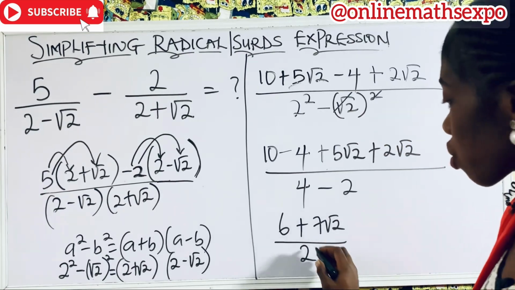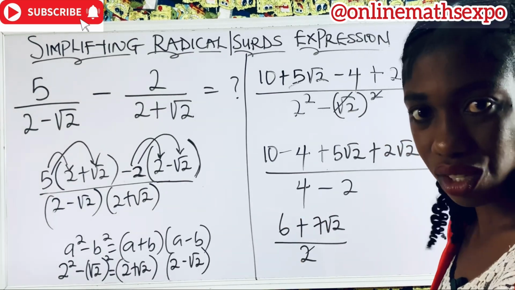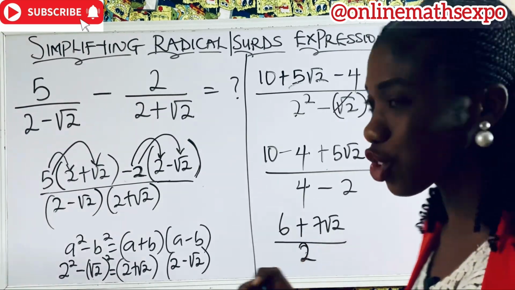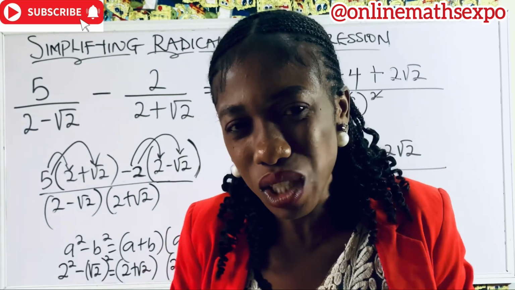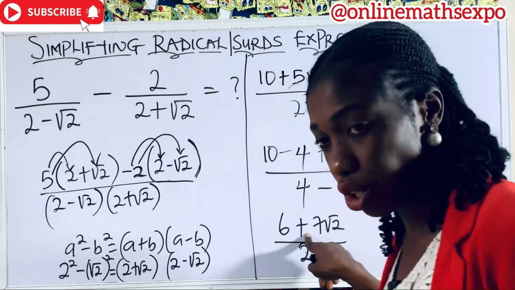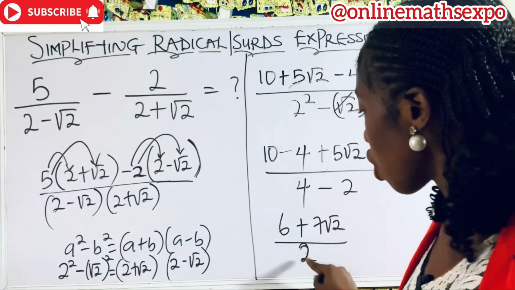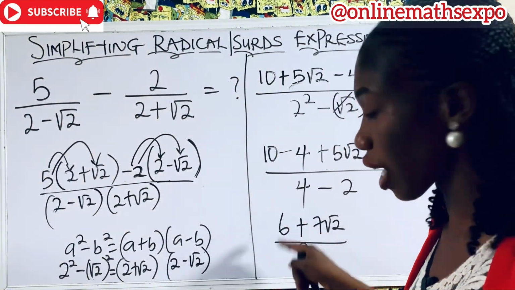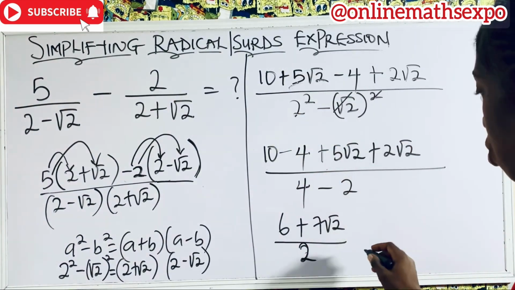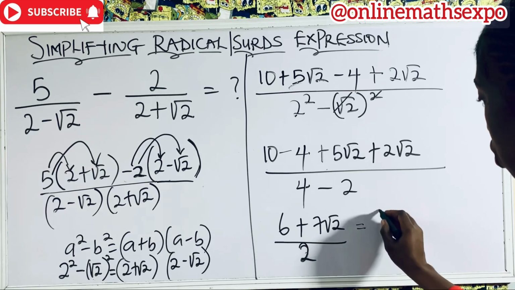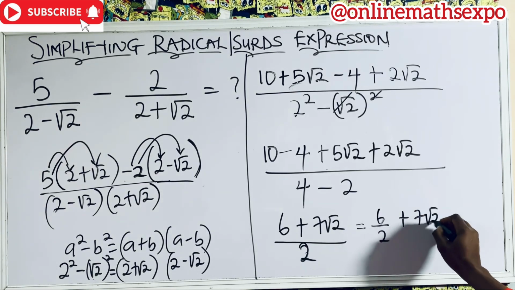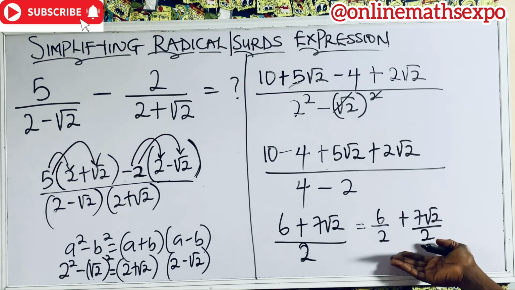Please don't try to use 2 to cancel 6. It's not right. If you look at this, you will notice that these two are being joined by an operation, which is addition. Each time you have something like this, you have either an addition or subtraction sign. Please don't use anything at the denominator to cancel. It's not the right method. Okay? So what you do instead is to split this to have 6 over 2 plus 7 root 2 over 2. This is better.